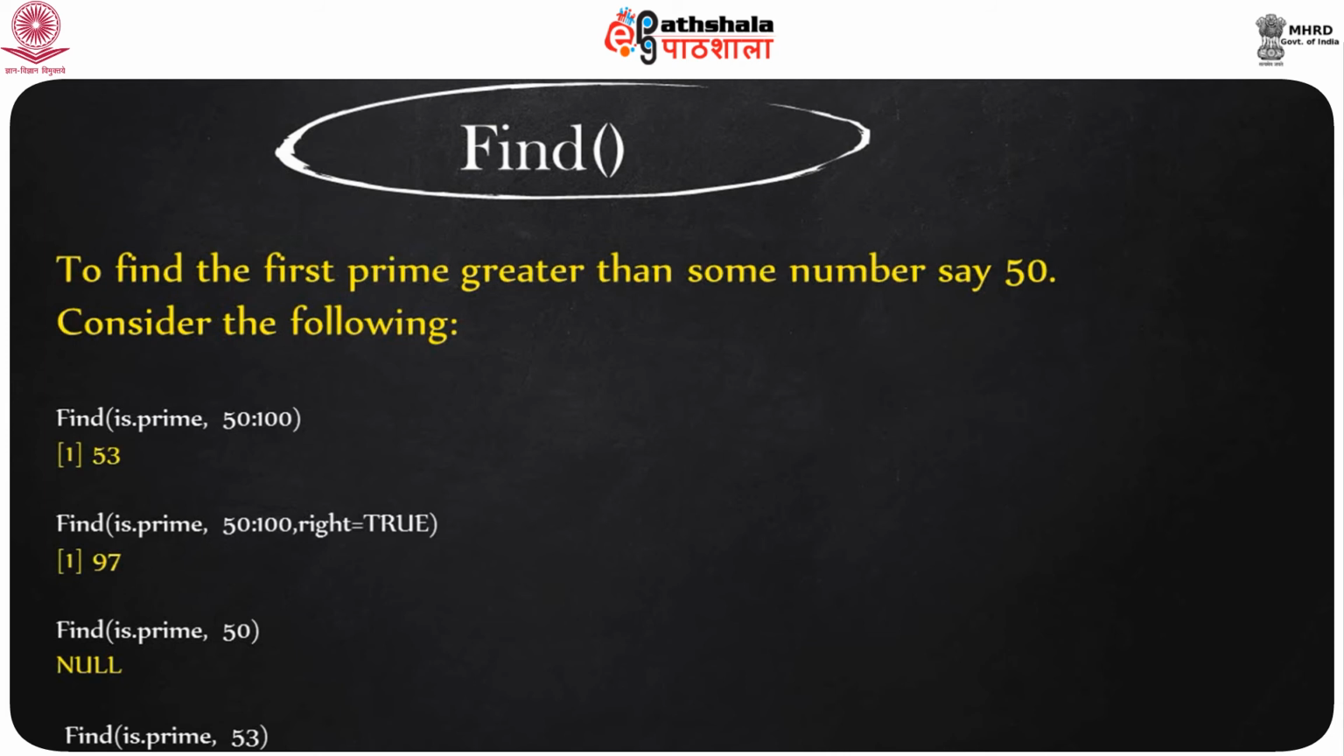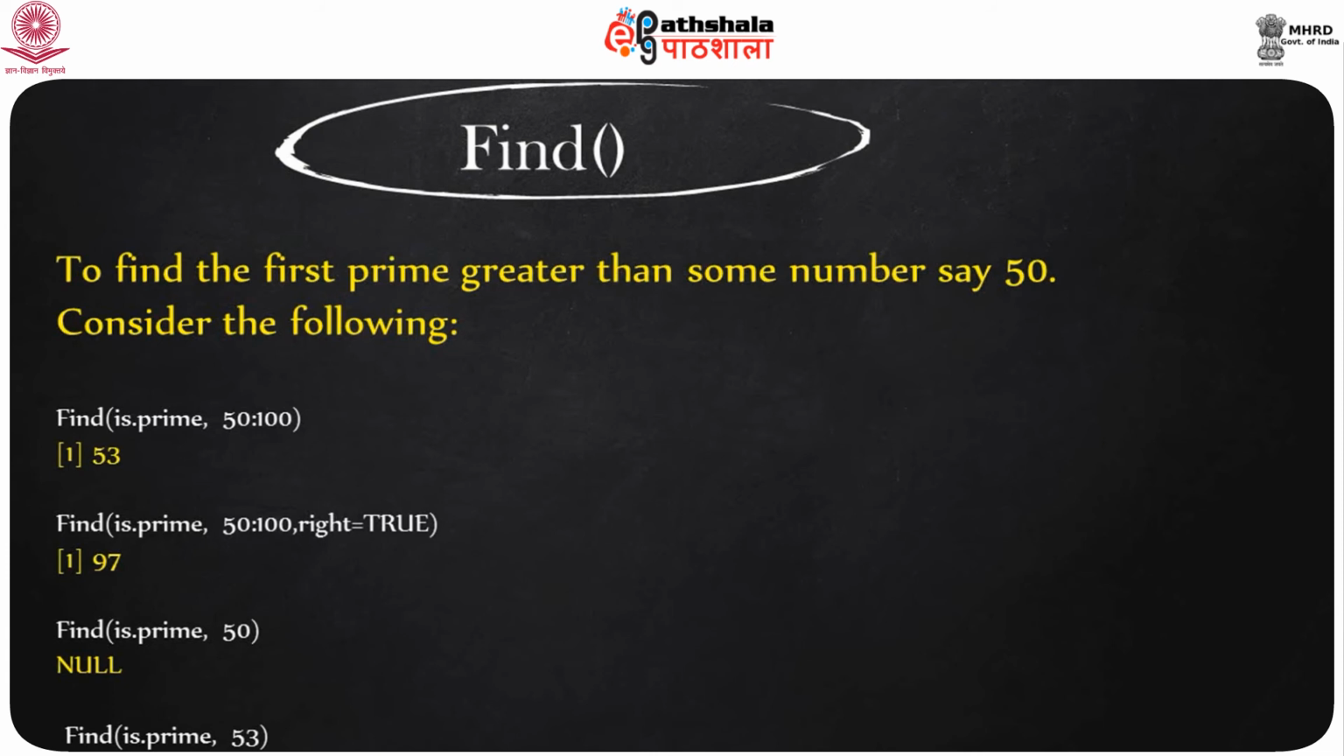Let us put the number 50. Since this is not a prime number, the find function is unable to find anything, and hence we are getting the output to be null. As against, if we put a prime number 53 as an argument, we will end up with 53 as an output.